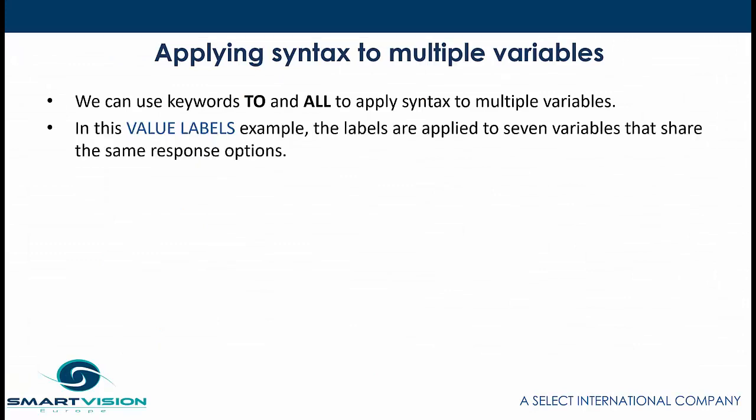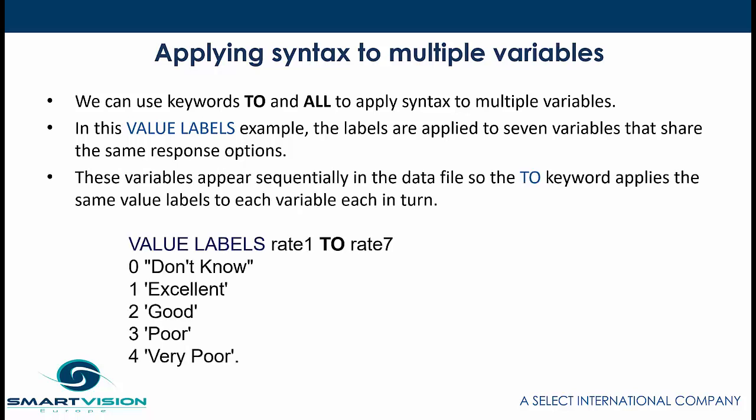So here we're going to use the value labels command, and we're going to apply it to all 7 variables in one go because they all share the same response options. Something which is important is that all of the variables occur sequentially in the data file with no extraneous variables interrupting the sequence. And that's important for the to keyword to work.